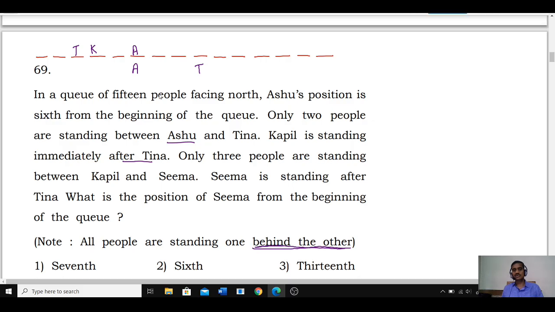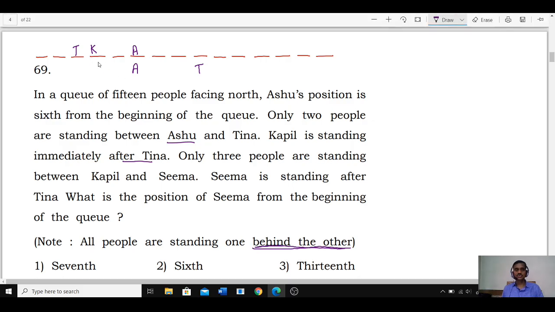Kapil is next, here Kapil also next. Kapil is standing immediately after Tina. 3 people between Kapil and Seema. 1, 2, 3. Seema is here.